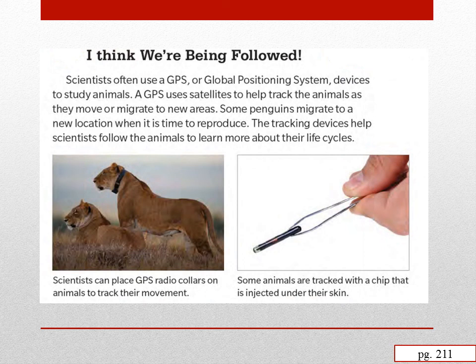Yes, to find an area with the right amount and kind of food, water, shelter, and space for their young to survive and grow. The tracking devices help scientists follow the animals to learn more about their life cycles. If you look at picture number 1, here scientists can place GPS radio collars on animals to track their movement. Picture number 2, some animals are tracked with a chip that is injected under their skin.